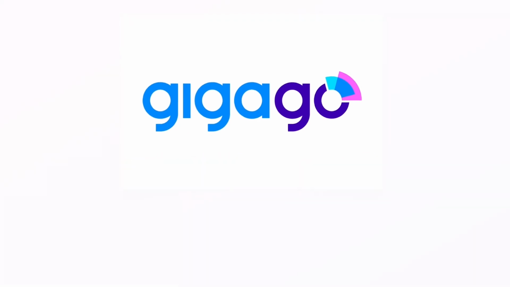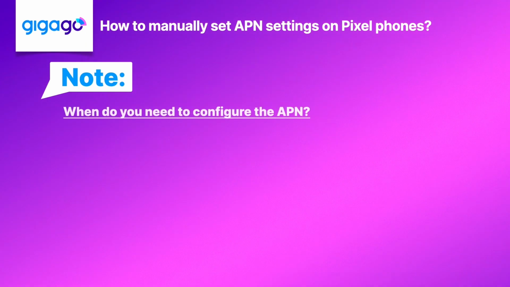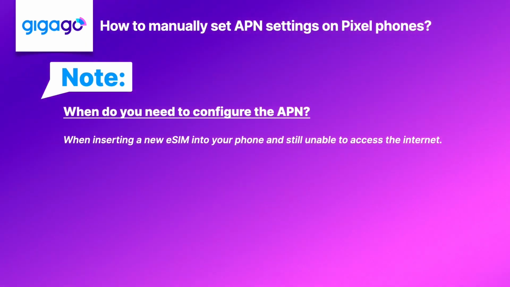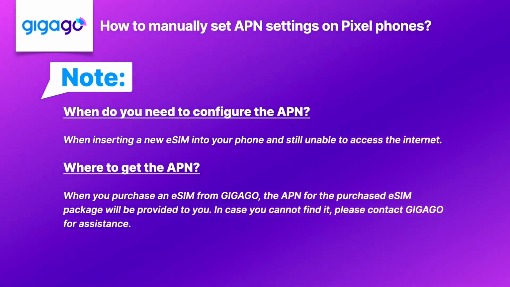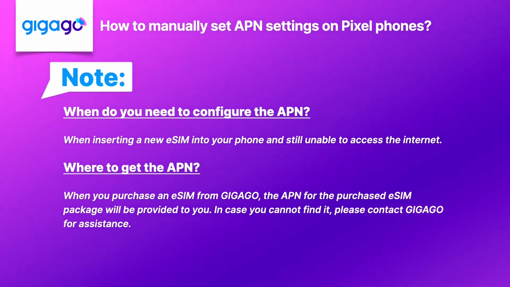Here are the steps to set up the APN on a Pixel phone. When do you need to configure the APN? When inserting a new eSIM into your phone, and still unable to access the internet. Where to get the APN? When you purchase an eSIM from Gigago, the APN for the purchased eSIM package will be provided to you.